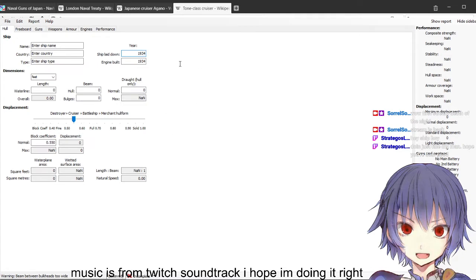So the date of laydown for the ship that we're going to be designing this time, we're going to design a Japanese cruiser because that's what people on Twitter voted for. There's a lot of interactions, by the way. 14 votes. Wow. And this is a Japanese ship, so all metric. So that's how we're starting off here.